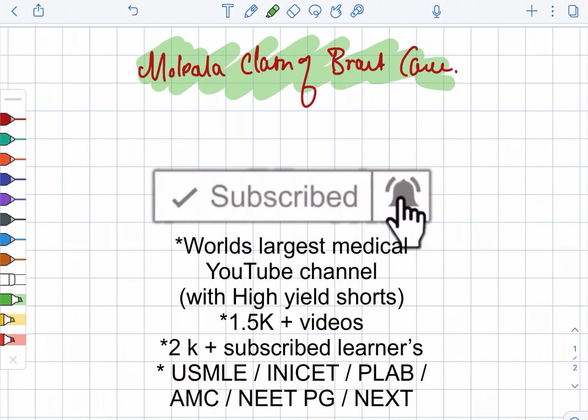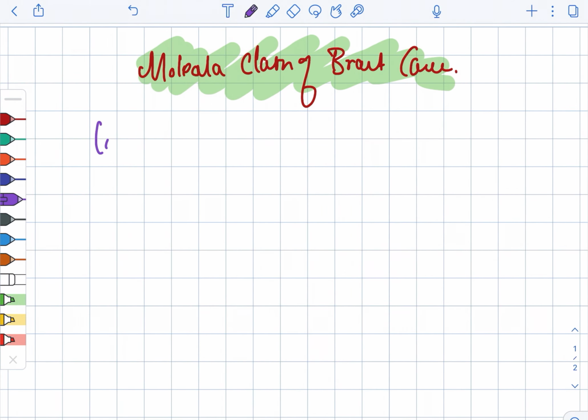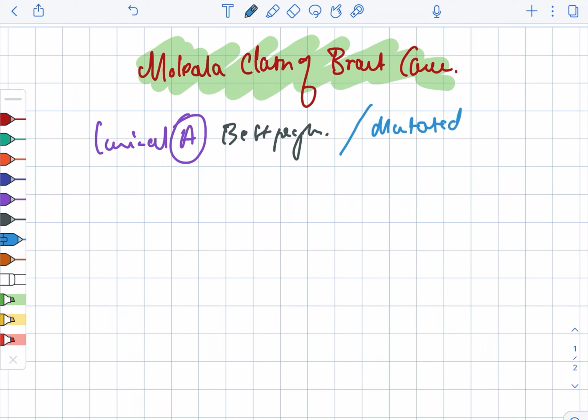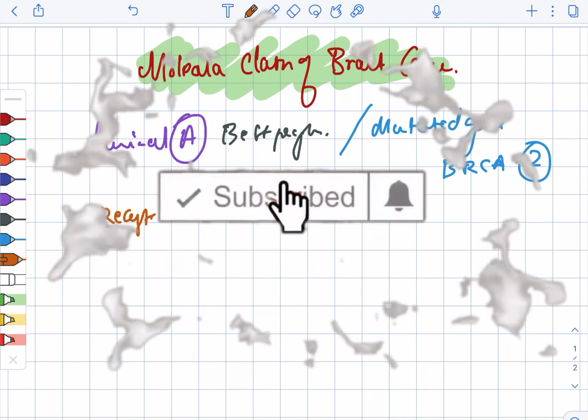Molecular classification of the breast cancer. So firstly, we are going to look at the luminal type A. In terms of luminal type A, it is the most common. It has the best prognosis and has presence of the mutated gene, that is BRCA. This is 2. Now looking at the receptor status.